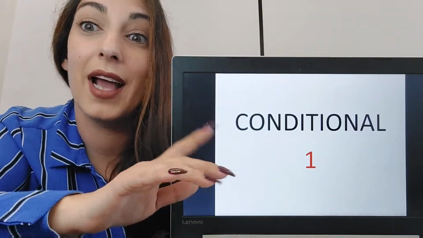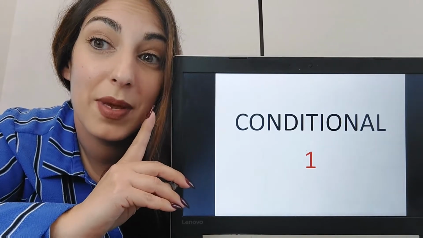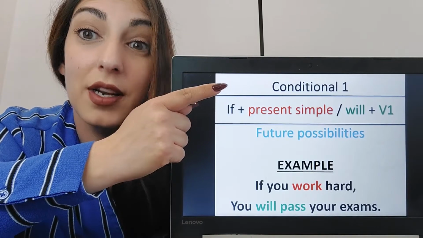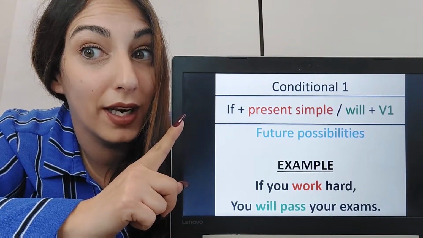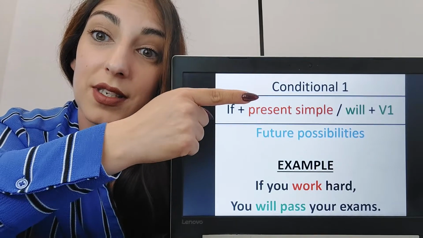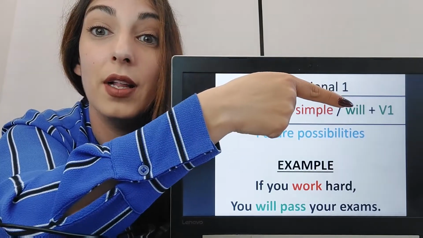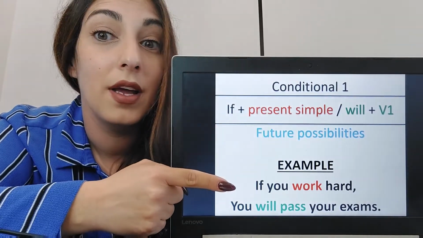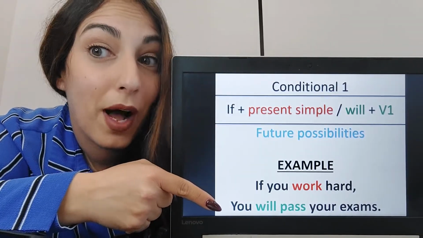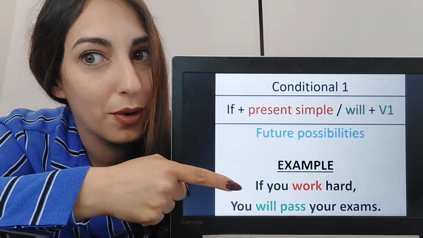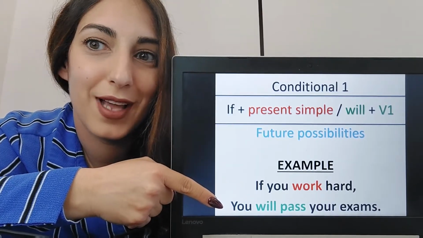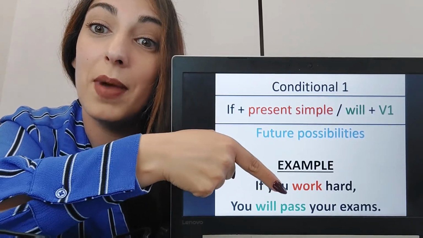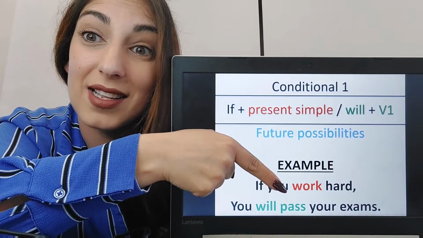Now let's have a look at conditional 1. And this is where we begin speaking about hypothetical things. Now conditional 1 is usually, but not only, if plus present simple, followed by will and a bare infinitive verb. For example, if you work hard, you will pass your exams. But if you don't work hard, you will not pass your exams. So you see if plus present simple, followed by will and a bare infinitive verb, will pass.